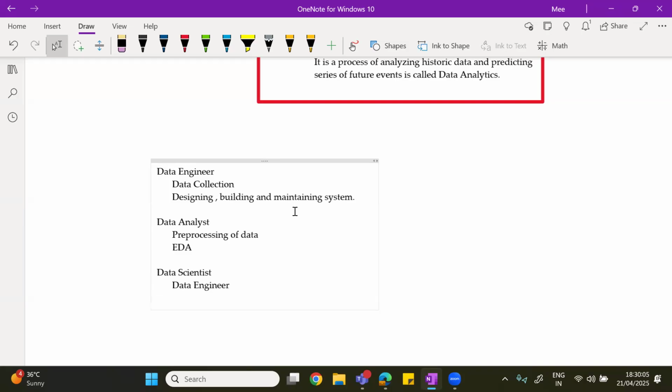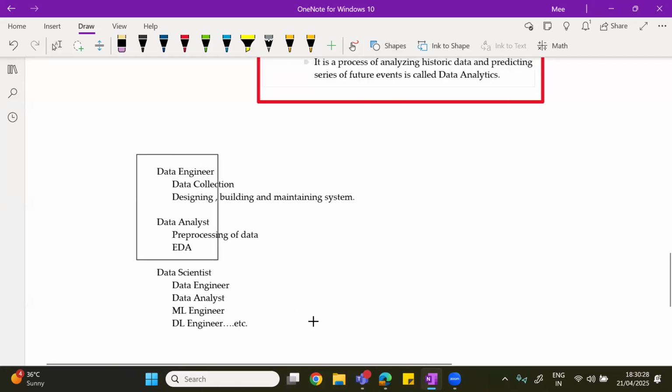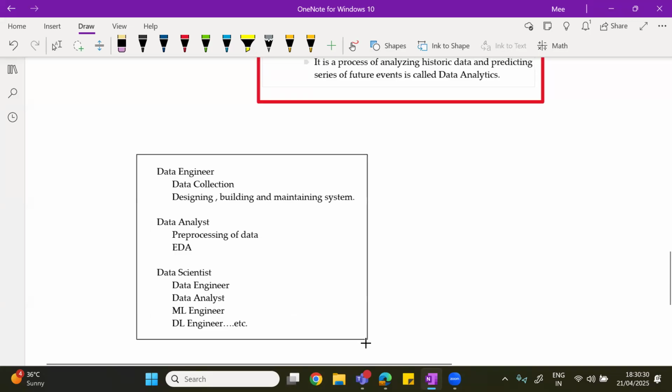Okay, he is a data engineer. He knows the roles of the data analyst, and he will be an expert in ML engineer and DL engineer roles. All these things he will even be generating. Okay, these are the different roles of the data engineer, data analyst, and data scientist.